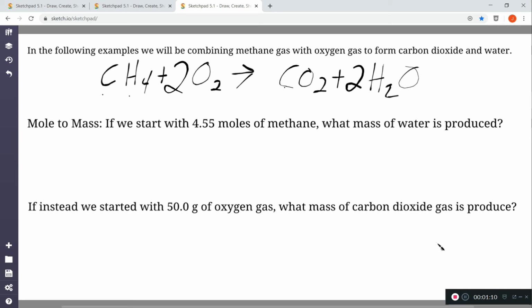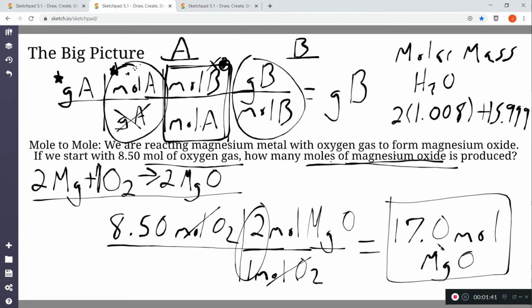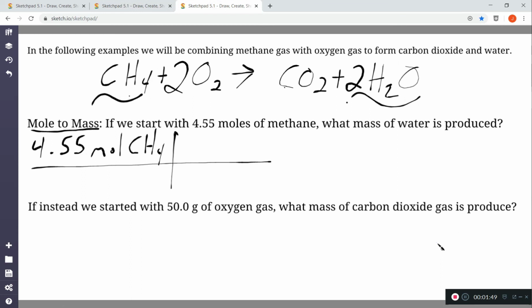We're good. So now we're going to do a mole to mass calculation. We're going to start with a certain number of moles of methane, and we're going to go to the mass of the water. So we're starting with 4.55 moles of methane, and I'm going to take a second to flip back and show you on our chart how this works. We're starting with moles of something, and we're going to go all the way to grams because we want mass. So we're just going a little bit further on our chart.